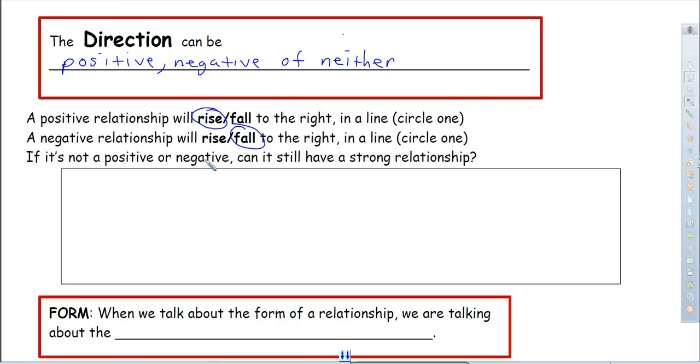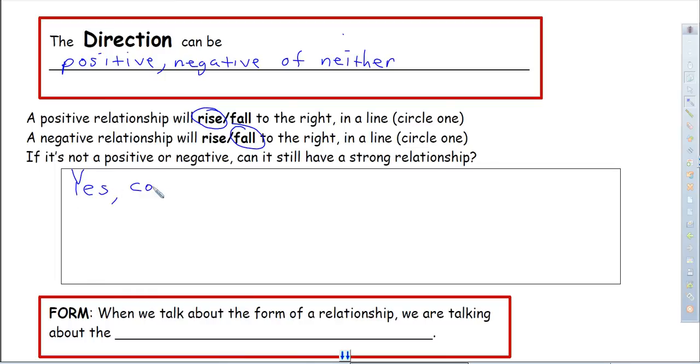So suppose it's not positive or negative, and we haven't got to strength yet, but if it's not positive or negative, can it still have a strong relationship? So can you think of a case or a picture of a graph that would be neither positive or negative, but would still have a strong relationship? Well, yes.